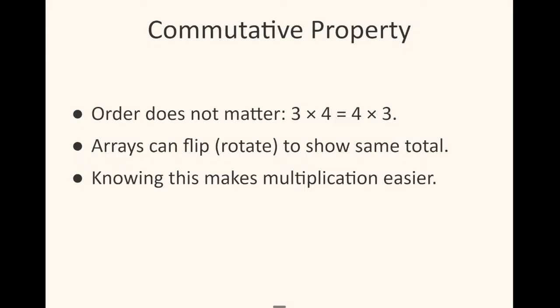The commutative property means order does not matter. So for example, the equation 3 times 4 is also equivalent to 4 times 3. Arrays can be flipped or turned, but the total stays the same. This helps make multiplication much easier.